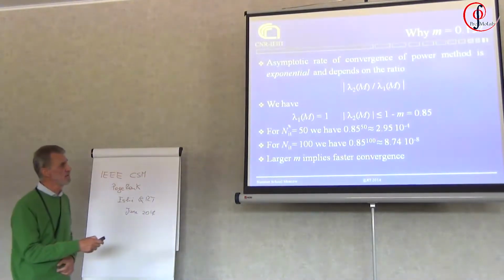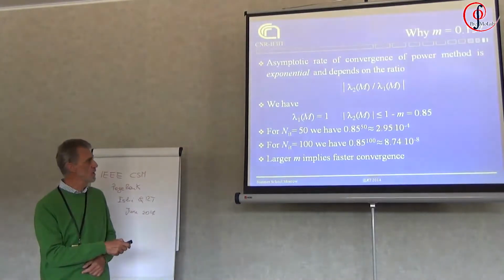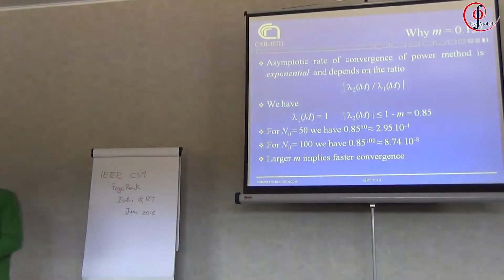And so if you run 50 iterations, then you see that the accuracy is in the order of 10 to the minus 4. 100 iterations gives the order of 10 to the minus 8. Larger m implies faster convergence, but then it becomes very, very delicate.